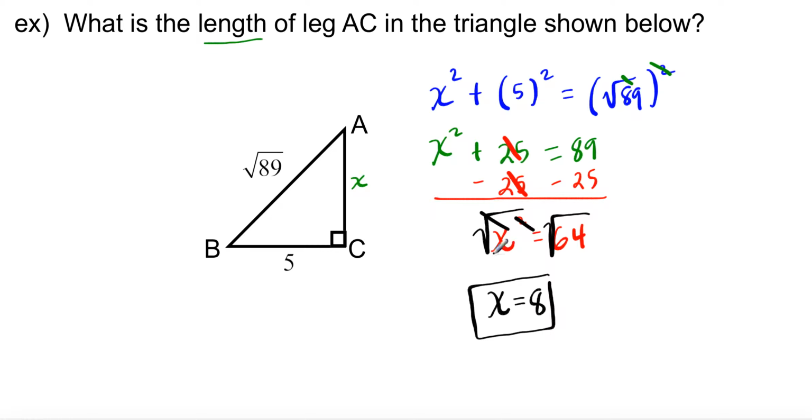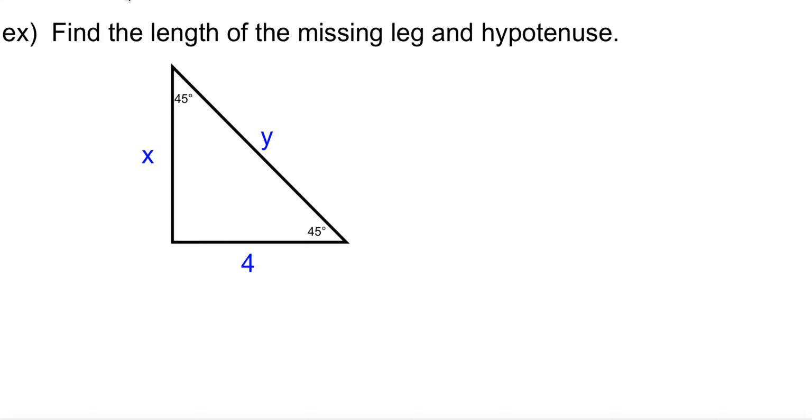All right, I've got one more Pythagorean example for you. And this one has got two unknowns. It says find the length of the missing leg and hypotenuse. And there's a lot going on here with this triangle that I want to point out to you.